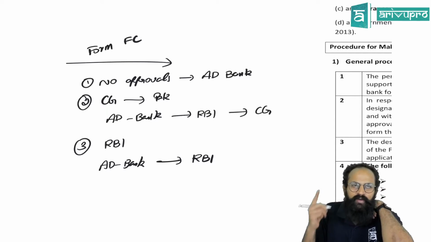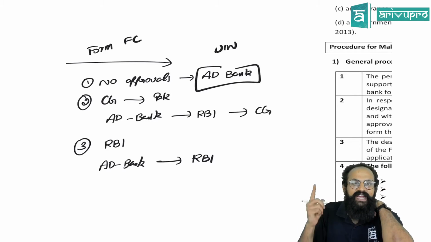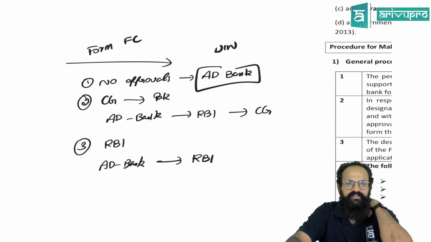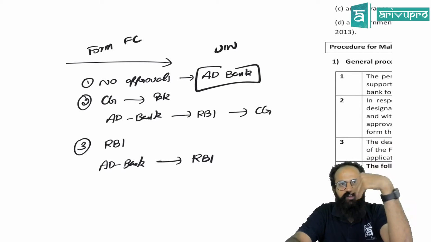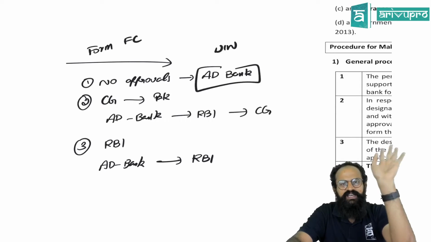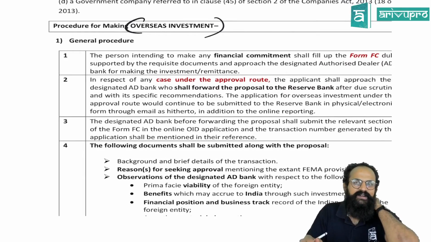Form FC. Now, whenever you file Form FC, what will happen, people? Your AD Bank will generate a unique identification number for your transaction. Yes, sir. Once you get a unique identification number, you can go ahead with the transaction. Always remember, just because you get a unique identification number, that doesn't mean you got RBI approval and central government approval. From AD Bank, you get a clear chit. That's all. That is what is given here, people, the entire thing.